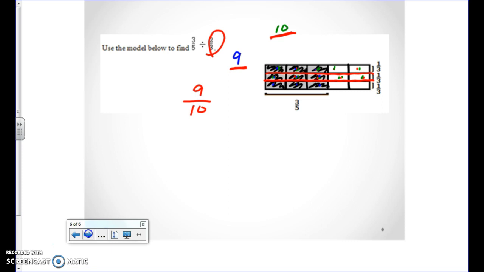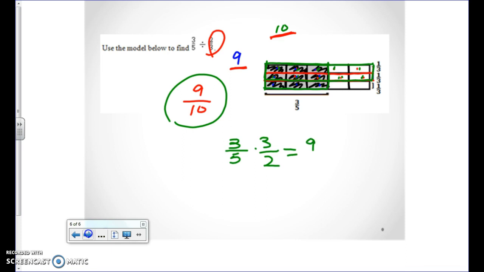All right. Let's see here, how could I explain that again? I have these 9, but I've got to fit 10 into it, so only 9 of the 10 pieces fit. So 9/10 is my solution. I hope that helped. Again, you can always check: 3/5 times 3/2, multiply straight across, 9/10 is the answer.